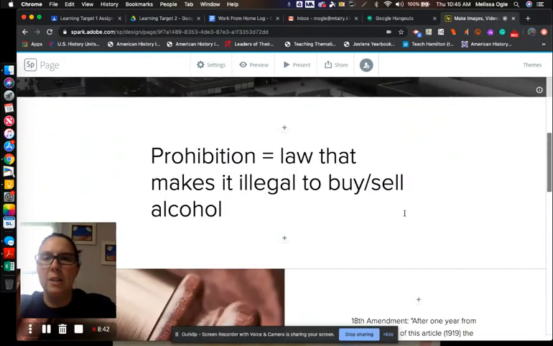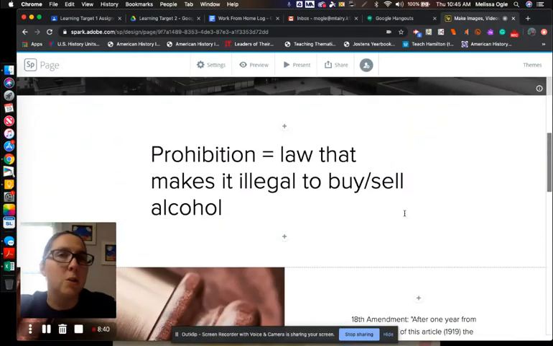To start with, it's very important to know what the word prohibition means. And prohibition is any law that makes it illegal to buy, sell, and even make alcohol. Okay, we're going to outlaw the manufacture, the buying, and the selling of alcohol in America.